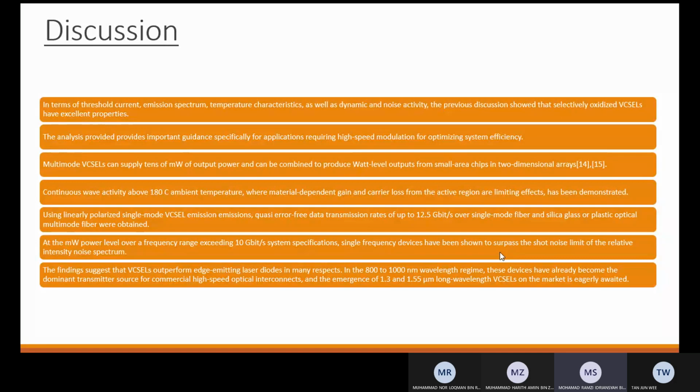In the 800 to 1000 nanometer wavelength regime, these devices have already become the dominant transmitter source for commercial high-speed optical interconnects, and the emergence of 1.3 and 1.55 micrometer long wavelength VCSELs on the market is eagerly awaited.